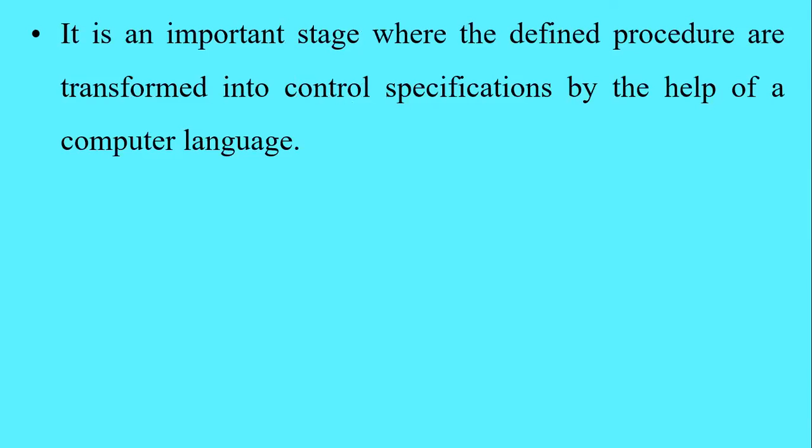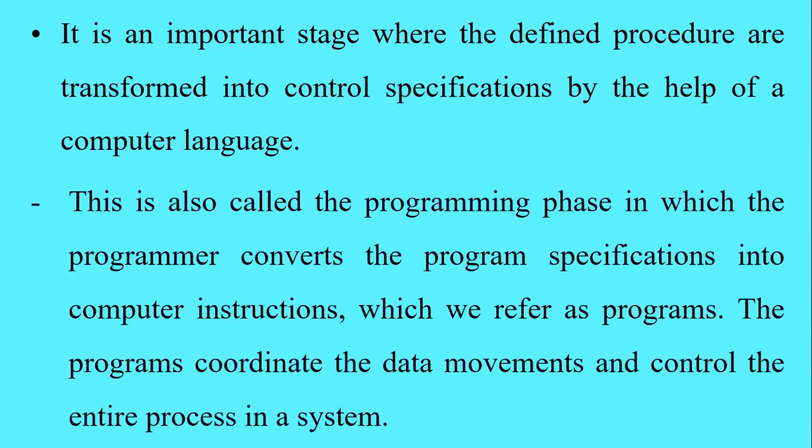It is an important stage where the defined procedures are transformed into control specifications by the help of a computer language. This is also called the programming phase, in which the programmer converts the program specifications into computer instructions, which we refer to as programs. The programs coordinate the data movements and control the entire process in a system.